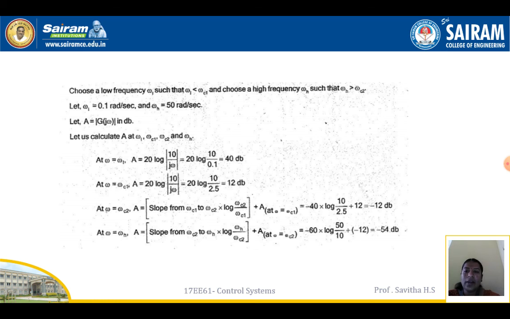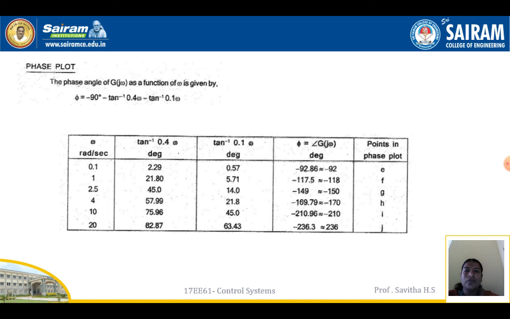Let A be the magnitude of G(jω) in decibels. At ω equal to ωL, A is 40 decibels. At ω equal to ωc1, A is 12 decibels. At ω equal to ωc2, A is minus 12 dB. At ω equal to ωH, A is minus 54 decibels.